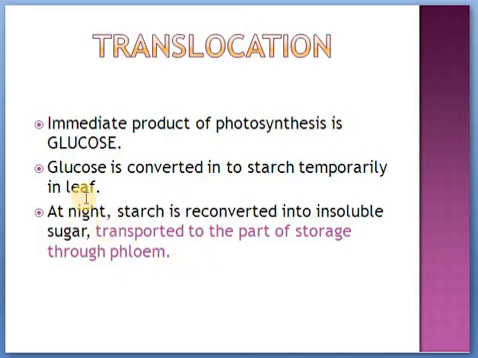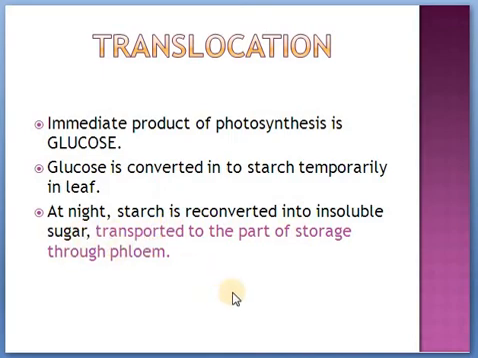So during daytime, when glucose is being produced at maximum, this glucose can be used up by the cell, or it can be translocated into the fruit or vegetable, or it can be converted into starch temporarily and stay in the leaf too. At night, all this starch or glucose will be converted into soluble sugar, because at the time of transportation they will be in soluble form. They will be transported along with water.